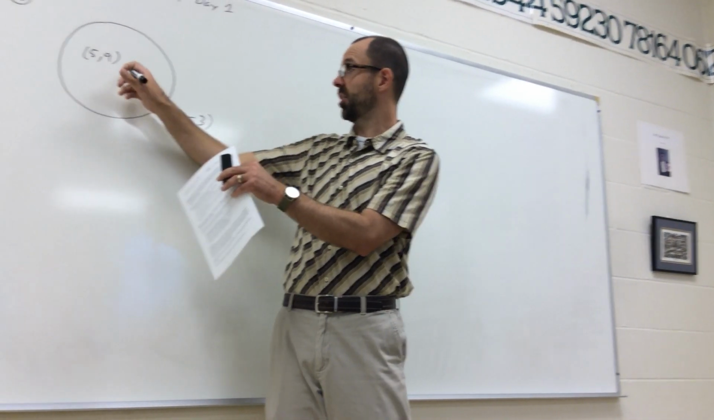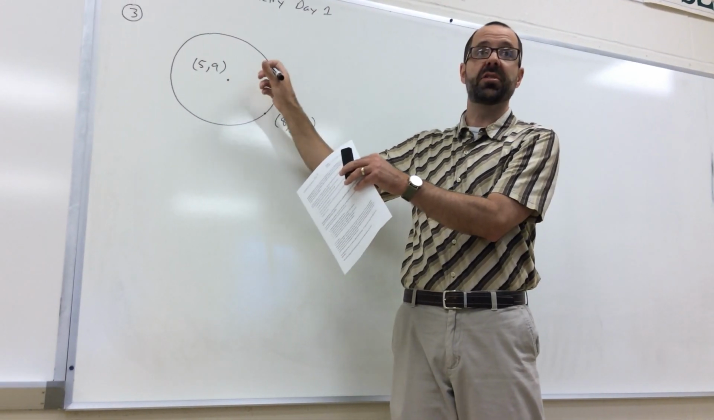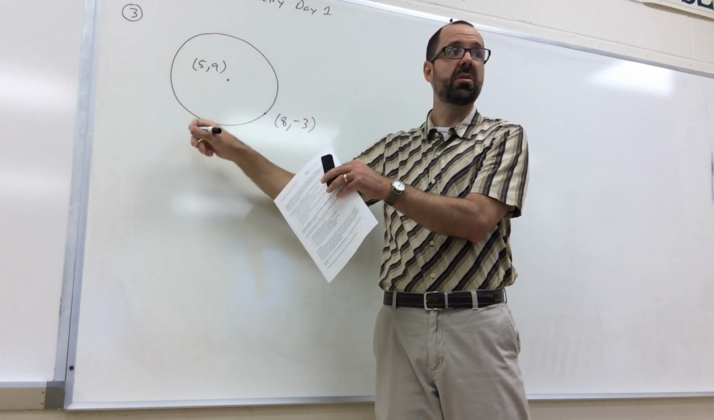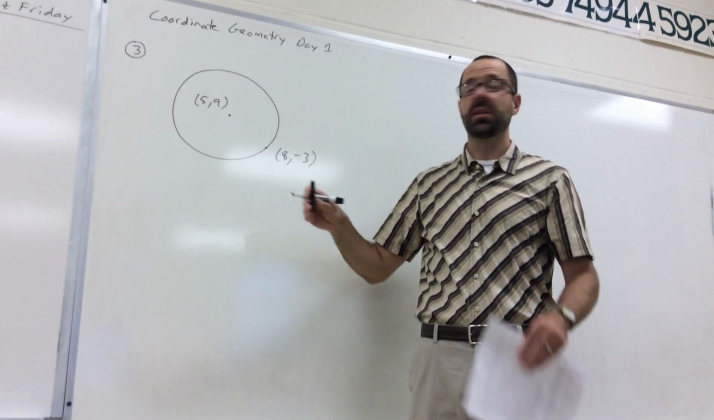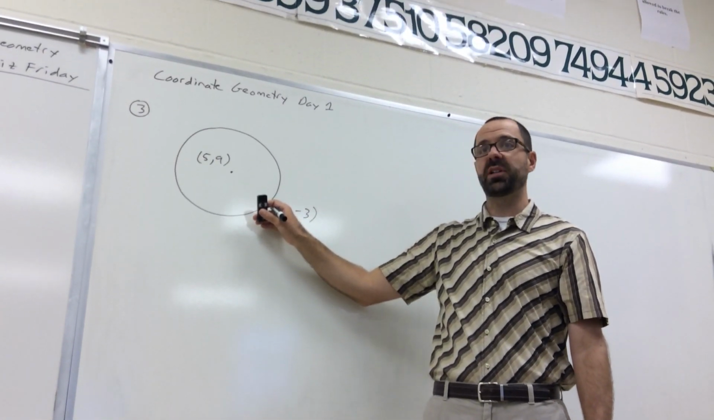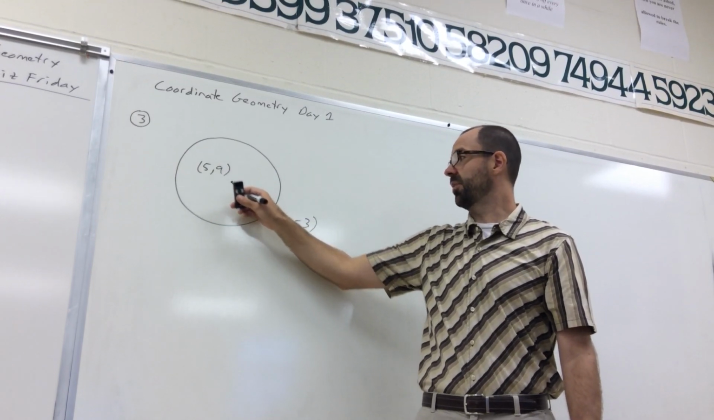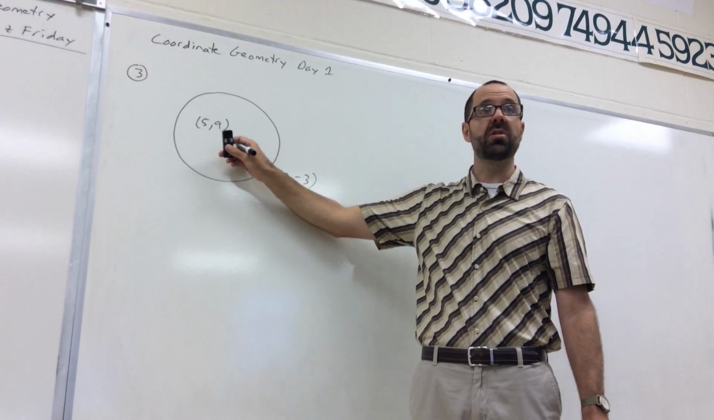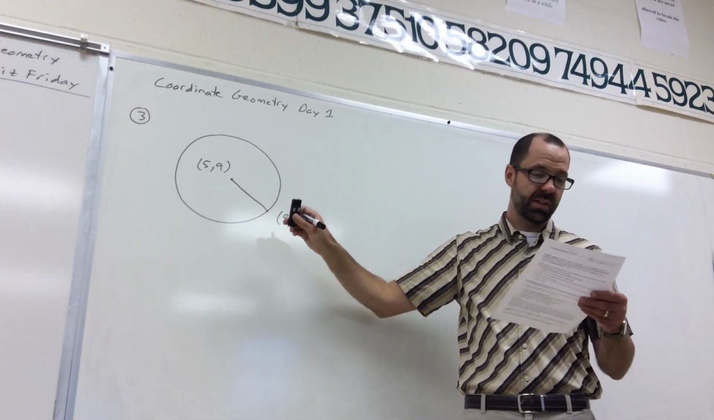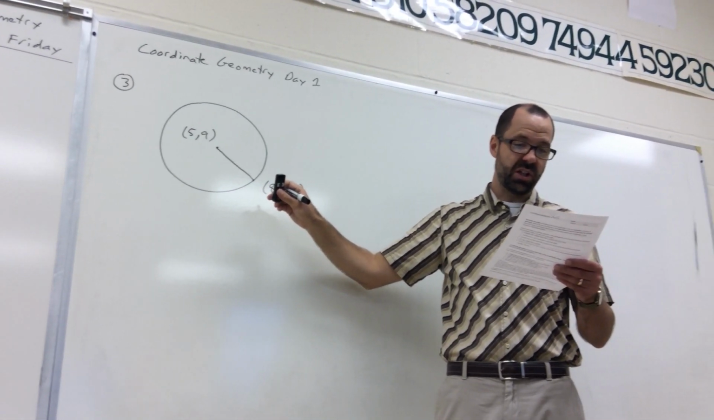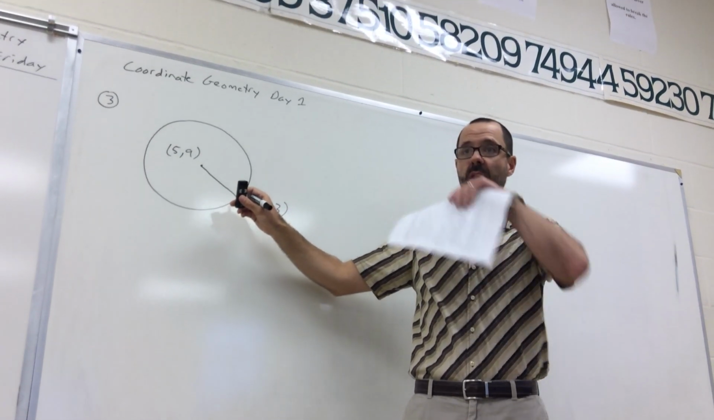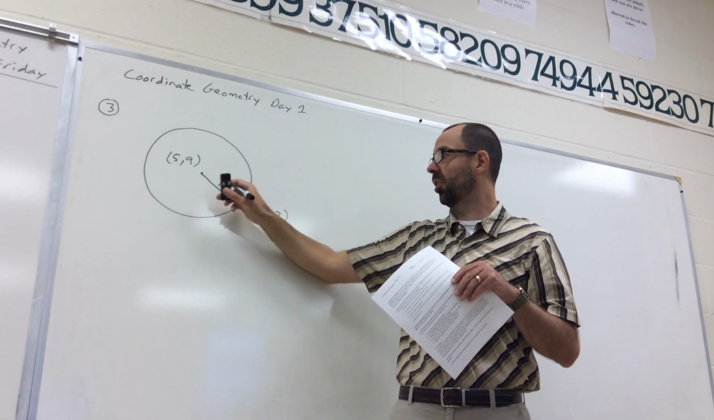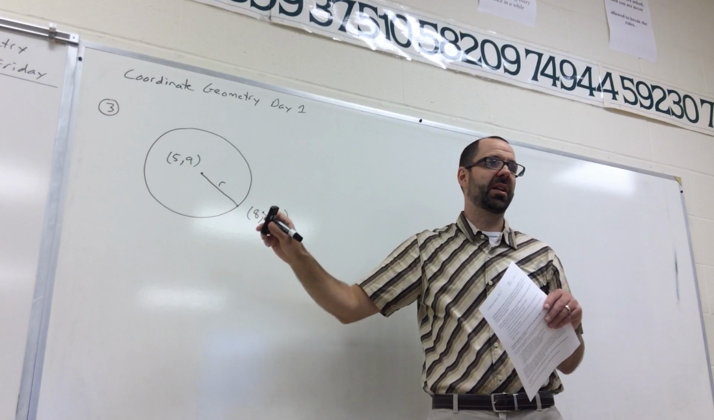So the radius is going to go from the center out to the edge. And it doesn't matter which way you go. All the radii are the same. So you could go this way. But since we have this point down here, I'll draw in this radius here. So that's a radius because it goes from the center of the circle to the outer edge. And the question is, what is the length of the radius? So I'm going to label that R for radius since we don't know what it is yet.